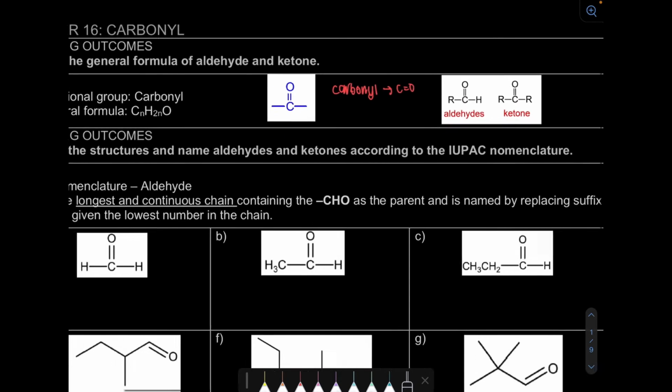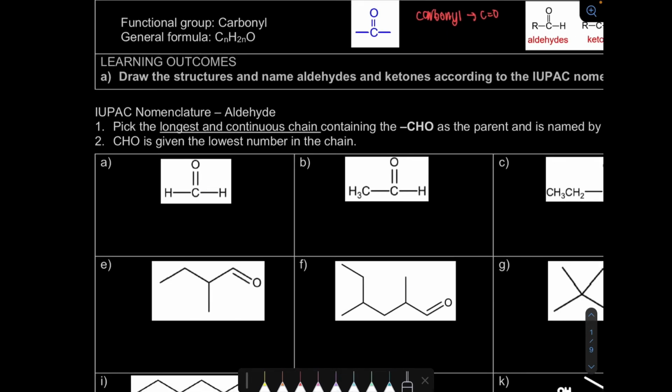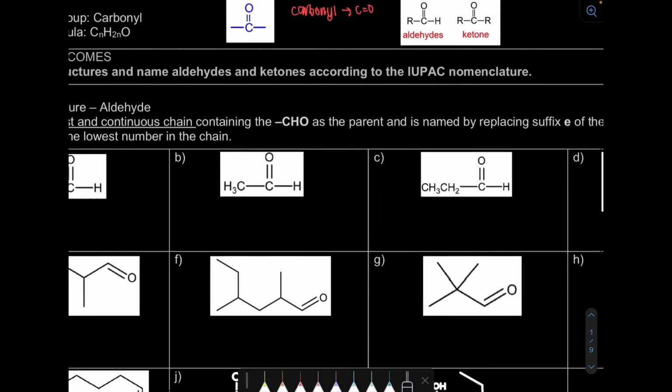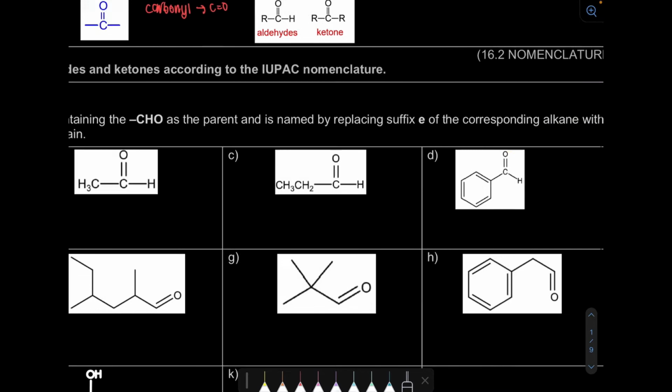Next, what we're going to learn is the naming of your carbonyl compound. First we're going to look at the case of aldehyde. For aldehyde, we change the name. For example, for an alkane, we change the ending to AL. So methane becomes methanal, ethane becomes ethanal, propane becomes propanal.